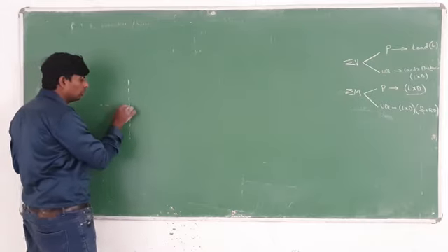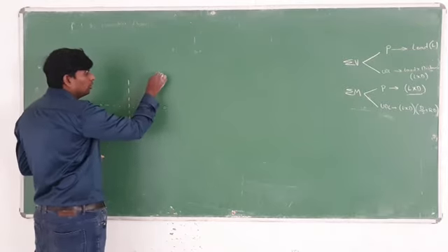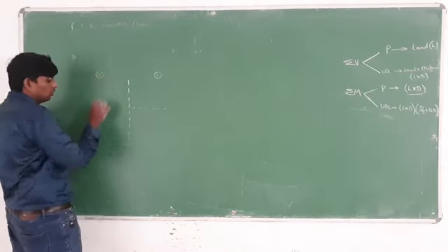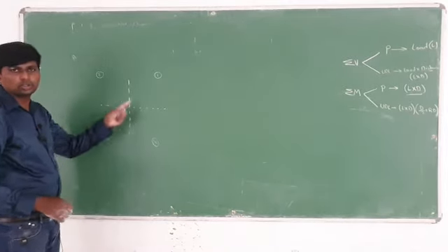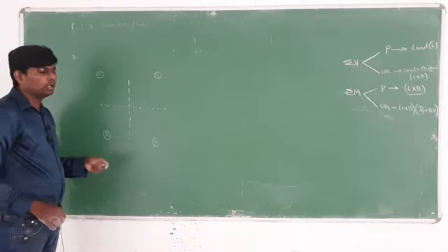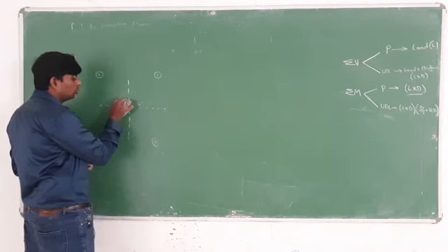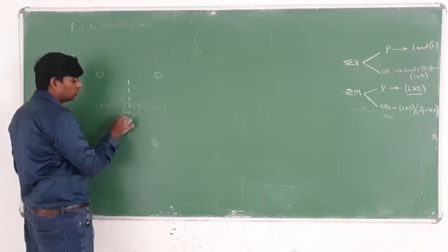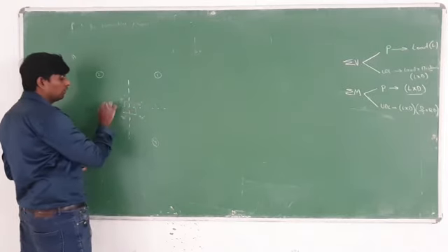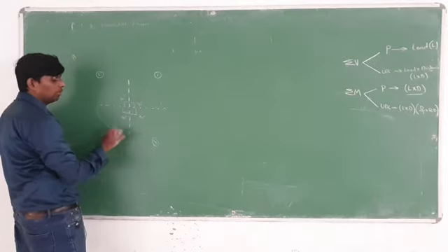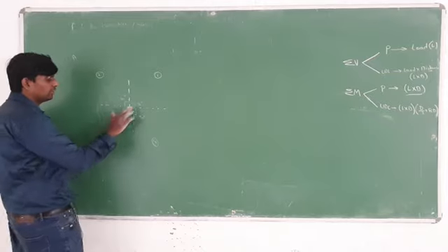See, this one is your first quadrant, this one is your second quadrant, this one is your third quadrant, and this one is your fourth quadrant. You have to remember this: quadrant 1, quadrant 2, quadrant 3, quadrant 4. Here, what is the angle between these two? 90 degrees. The sum of these two angles will be 180, the sum of these three angles will be 270, and the sum of these four angles will be 360.